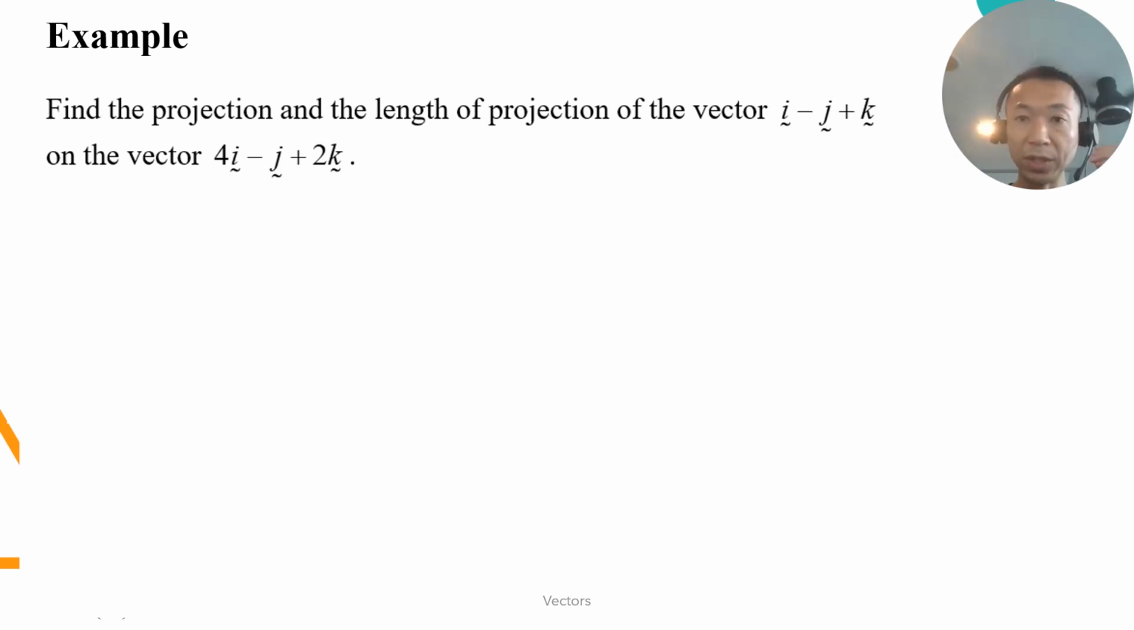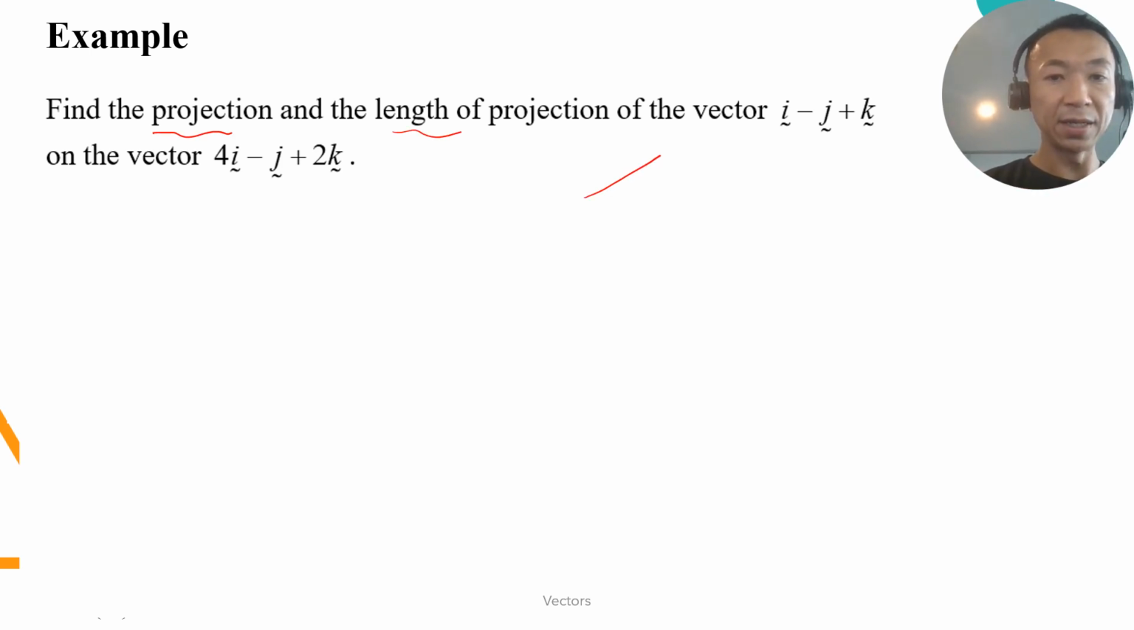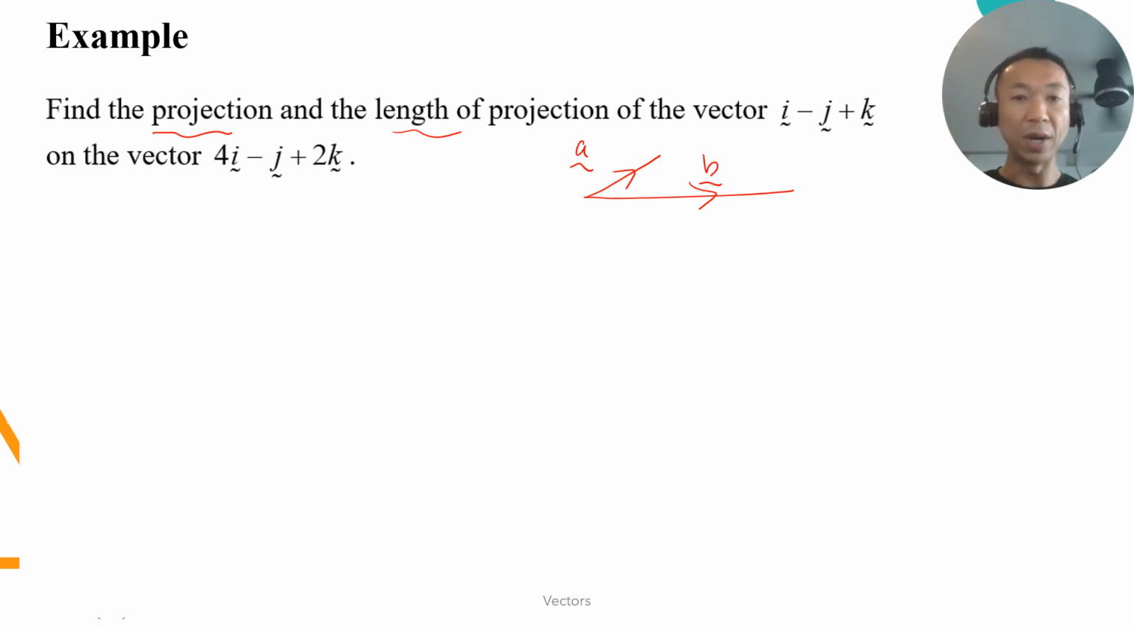In this example, we're going to see how we can make use of what we've learned so far to apply and find the projection as well as the length of projection. If you take a look at this question, it's a very basic question. You want to find the projection and length of projection of a vector on another vector, and you have learned earlier how to find it.